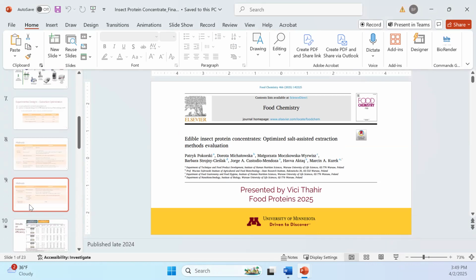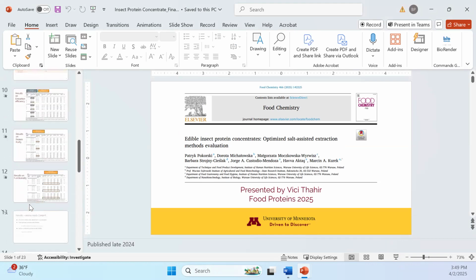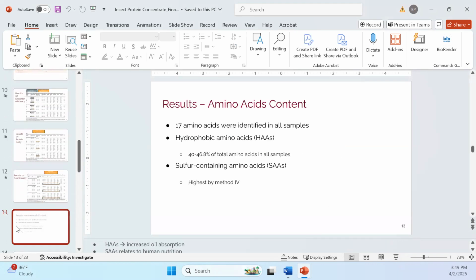What does that mean? Is it a high percentage? I don't think they discuss whether it's high or expected. They just summed it and reported the number. But they did mention that hydrophobic amino acids relate to increased oil absorption, like we learned in class. But they didn't go further into whether it is higher or lower.